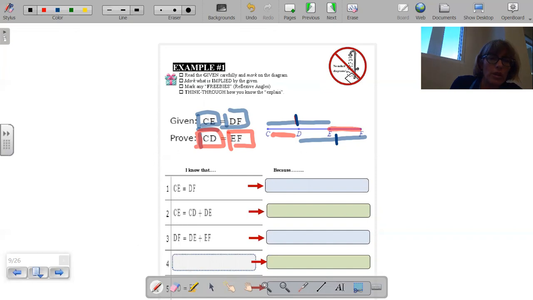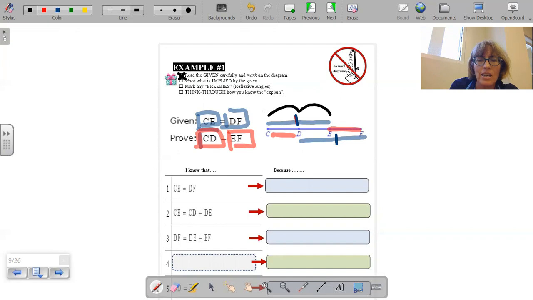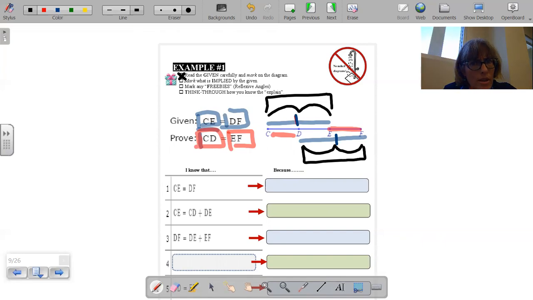Okay, we have marked our given, implied and freebies. What's true? Well, here's something that's true. CD and DE equals CE. That's true. EF and ED equals DF. That's also true. That's called segment addition. That might come into play because what we're trying to prove is part of that segment addition for both. So let's come down below and see what happens here.